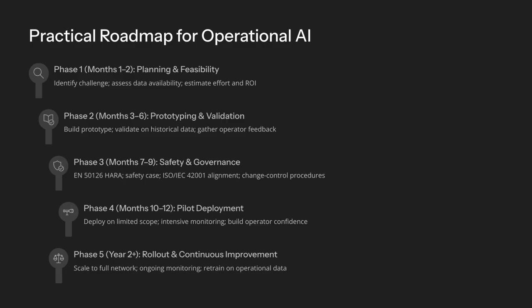5 phases, each one building on the last, and the organizations that do this well are the ones that resist the temptation to skip phases. The planning phase feels slow when you're eager to build. The safety and governance phase feels bureaucratic when you have a working prototype. The pilot phase feels cautious when you're confident in the system, but each phase exists because something went wrong when it was skipped. Do them all in order.